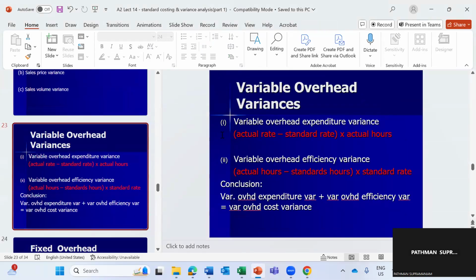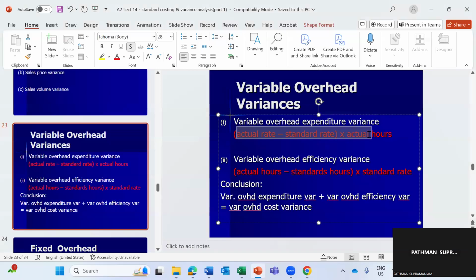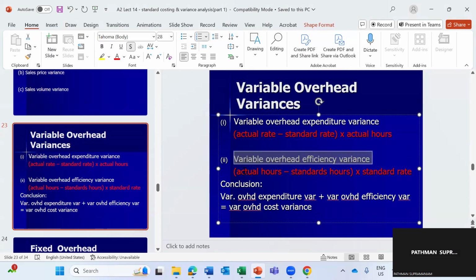Now we come to the variable overhead variances. I will explain the figure, and then once and for all, we'll do a question. First, we have the variable overhead expenditure variance. This is the formula: actual rate minus standard rate times actual hours. This is the difference in variable overhead rates that we pay, the actual rate against the standard rate. Then the efficiency variance. The formula is actual hours minus standard hours times standard rate.